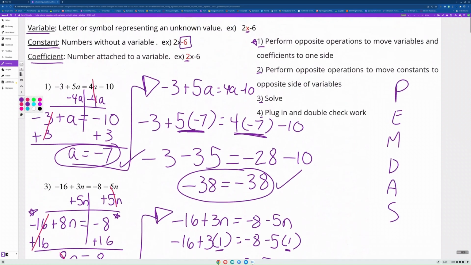So remember, when you're solving these, remember your terms, your variable, constant, and your coefficient. And then also remember your steps for solving these problems.